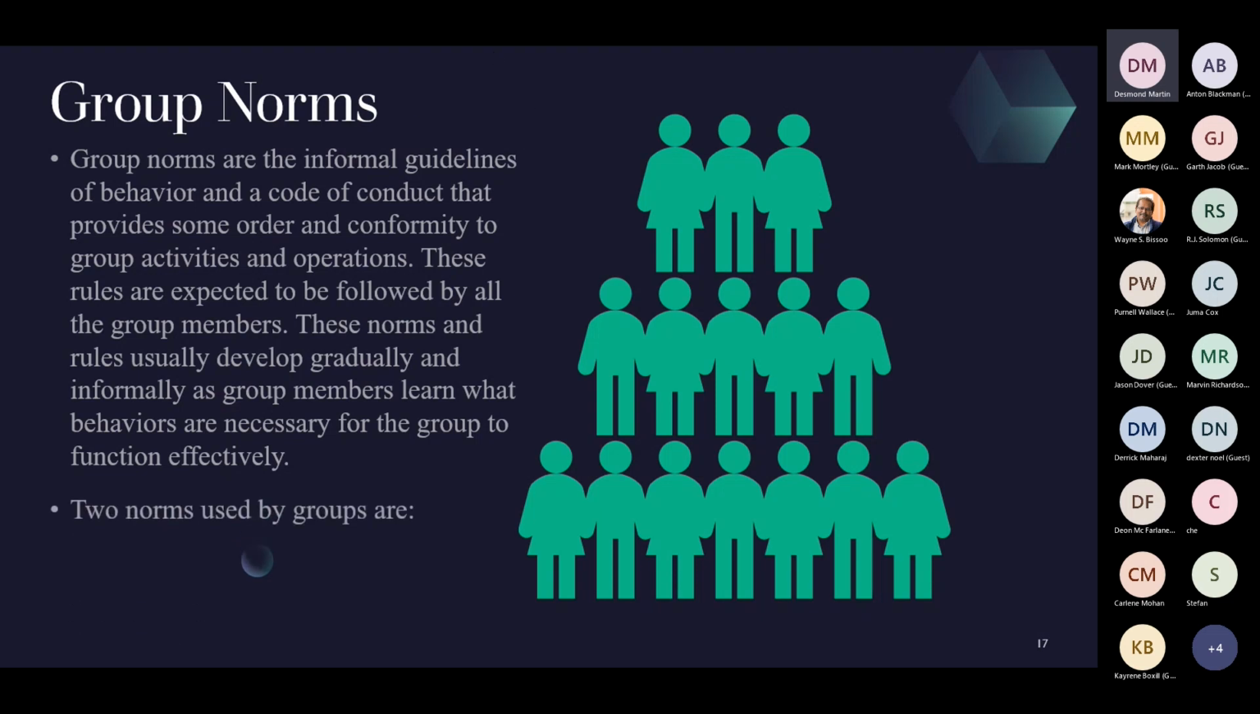Two norms used by groups, and it was also mentioned in the chapter, are Robert's Rules of Order and cultural practices. So Robert's Rules of Order was a book published in February of 1876 by a US Army Major, Henry Roberts. It provided rules that govern key matters of meetings and general procedures, including the meeting agendas, voting rights, and motions.